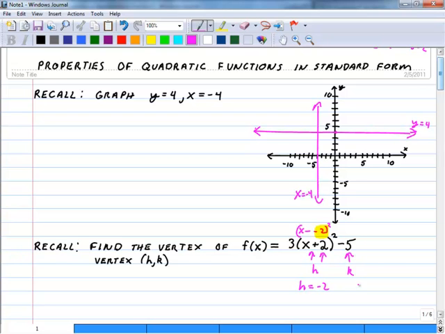And the k is pretty straightforward. It's whatever you see on the outside of the parentheses that's not multiplying the parentheses. So in this case k is negative 5. Now the vertex is always written as h comma k. In this case it would be negative 2 comma negative 5. Pretty straightforward with this form of the equation, considering that this is called the vertex form.